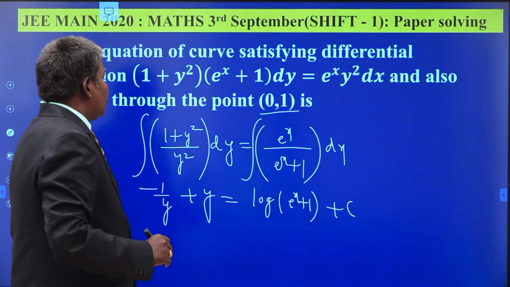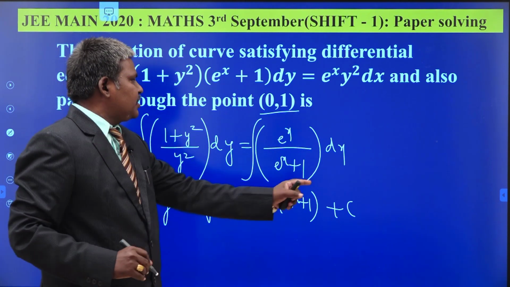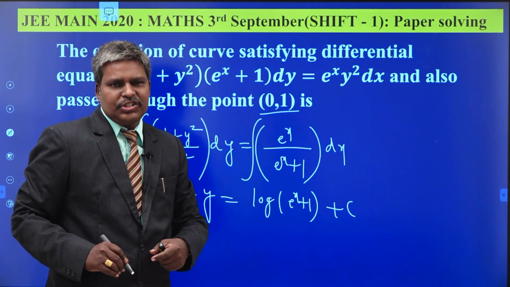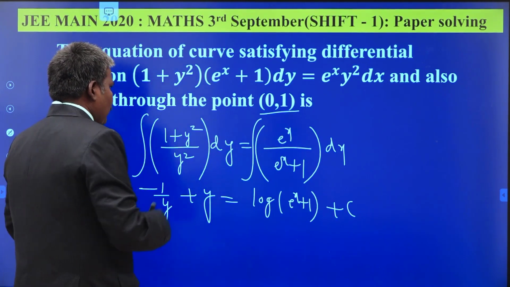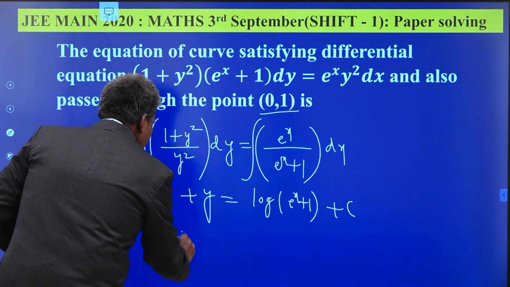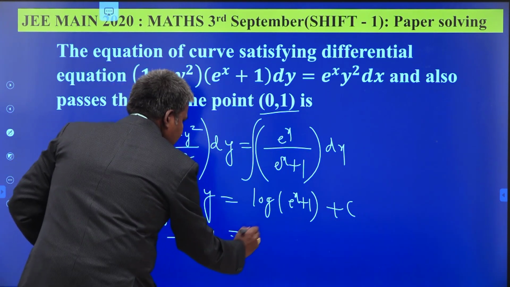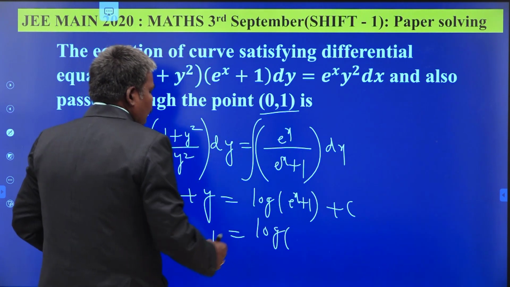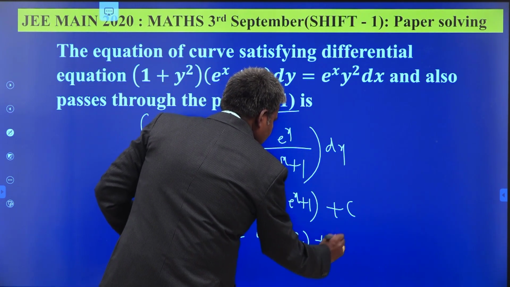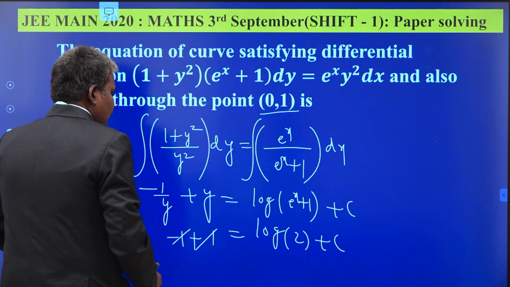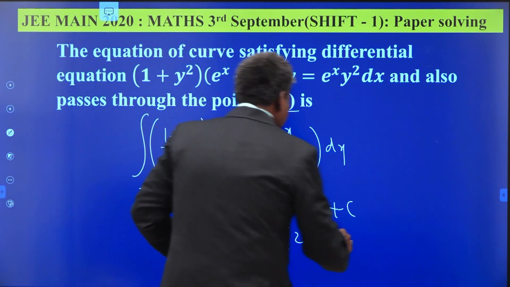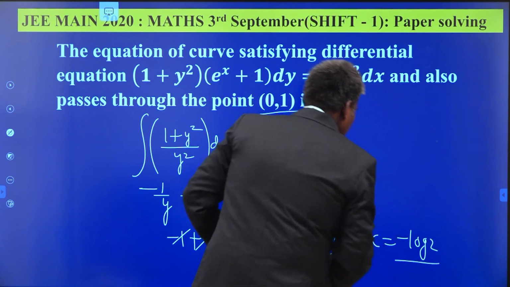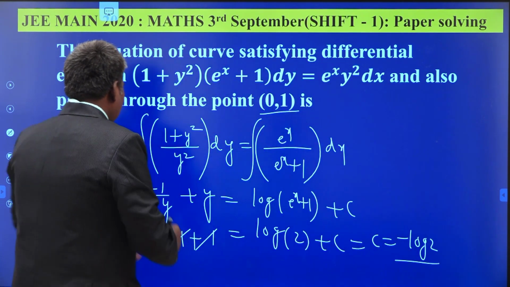This is the integral constant. From this equation, we have to calculate the constant by substituting the point (0, 1): x is 0, y is 1. So minus 1 plus 1 is equal to log of what here? e power 0 is 1, 1 plus 1 is 2, plus c. Minus 1 plus 1 gets cancelled. What is your c value? Minus log 2. c is minus log 2.